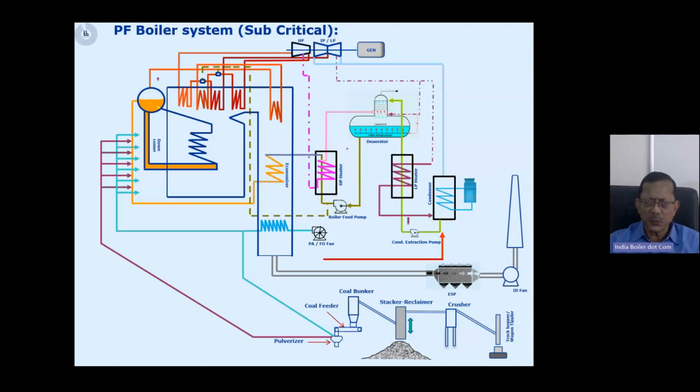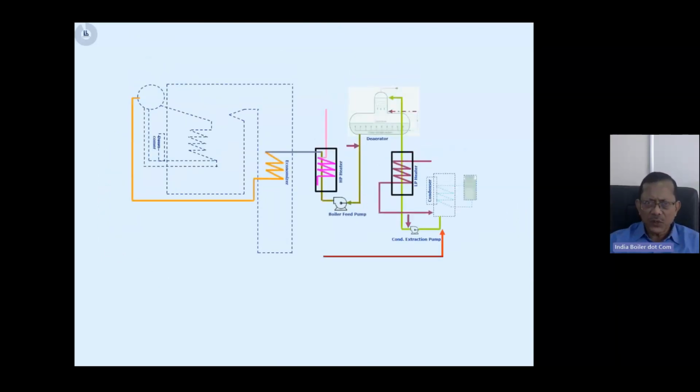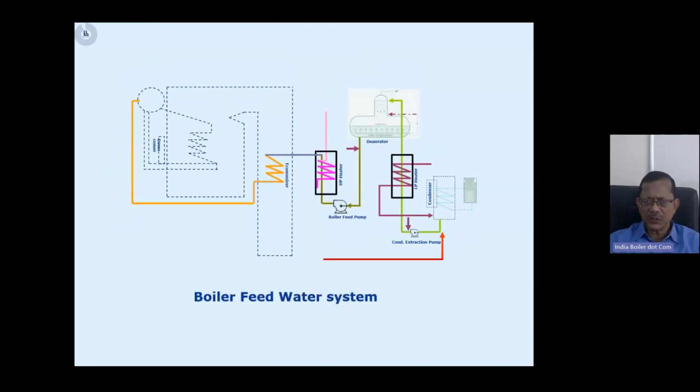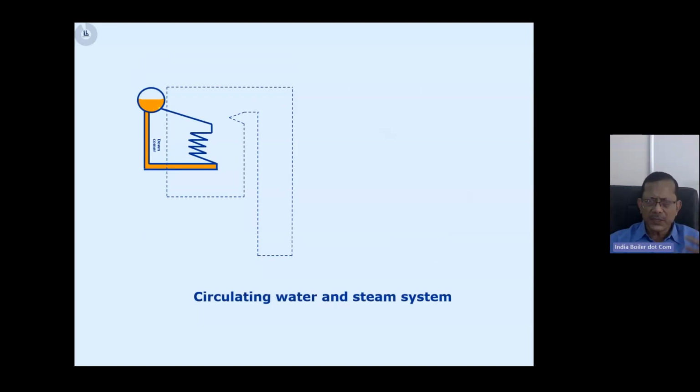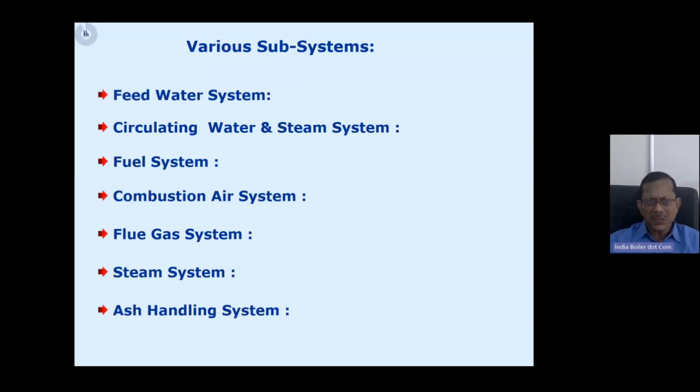Now you can understand this boiler system has so many subsystems. For example, we have the feed water system, boiler feed water system from the condensate extraction pump up to the drum. Then we have the circulating water and steam system in the evaporator. Right? Likewise, we can have the fuel system, the combustion air system, the flue gas system, steam system, ash handling system, all such systems will be there.